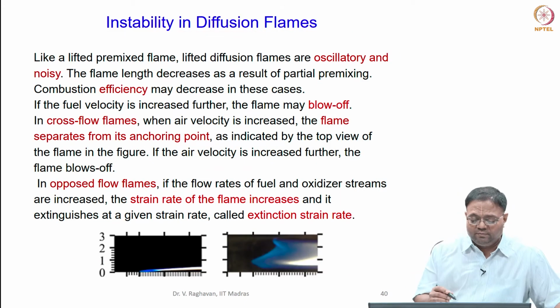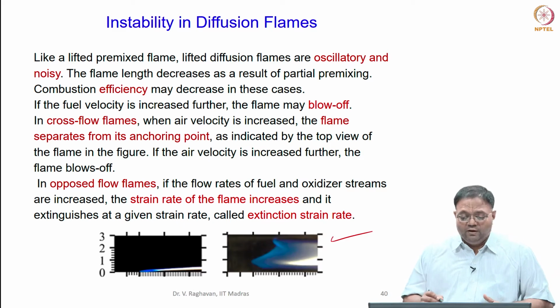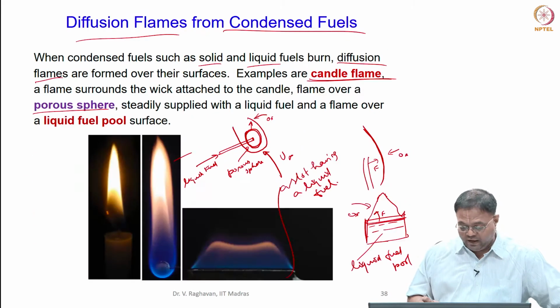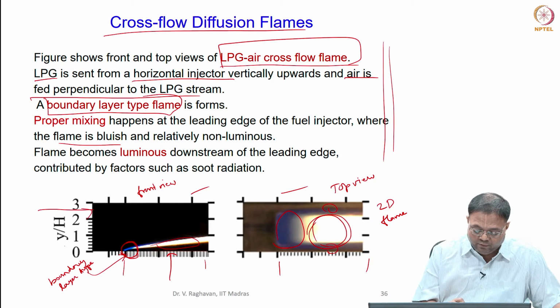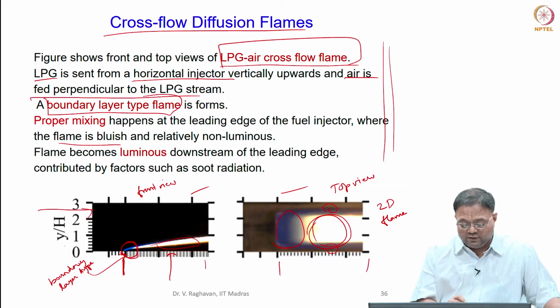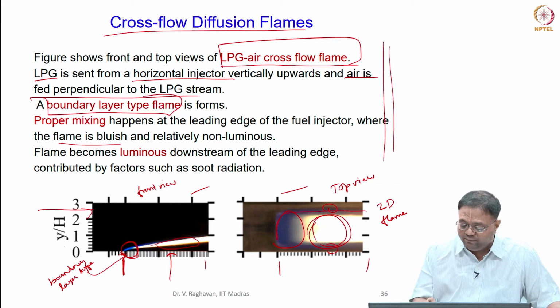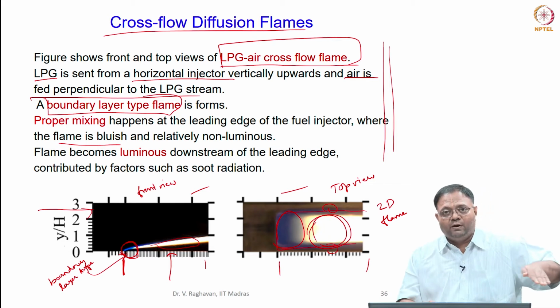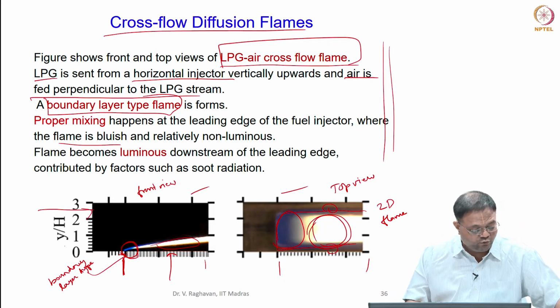Okay. Similar instability is demonstrated in a cross flow flame. As I told you, in this stable cross flow flame you can see a boundary layer formed. This is the leading edge of the fuel injector. A flame is formed very close to the leading edge of the fuel injector, and it goes like this. Phenomenally, you can see this 2D flame anchoring appearing over the entire width of the burner, the fuel injector.